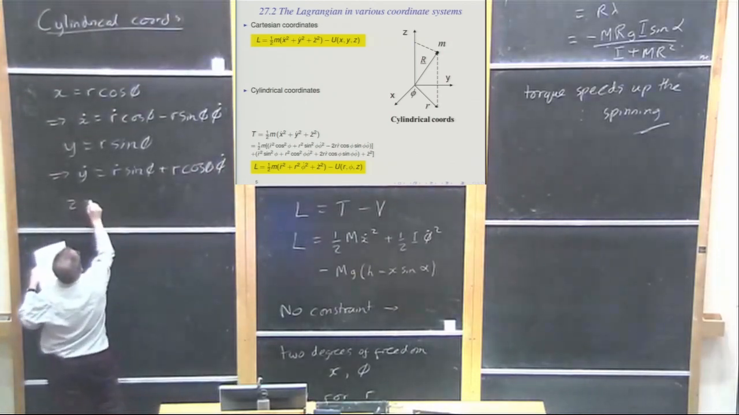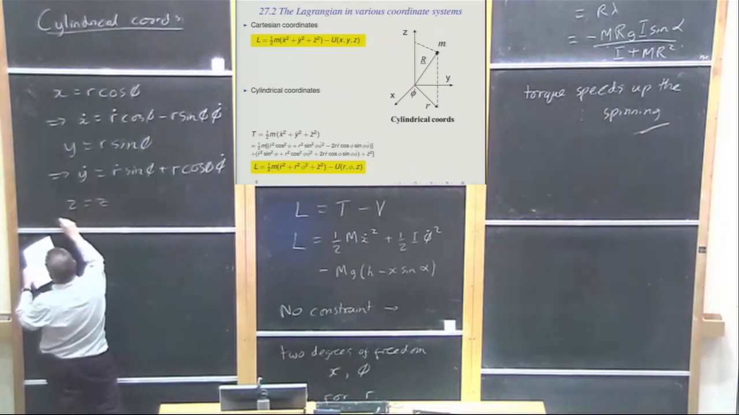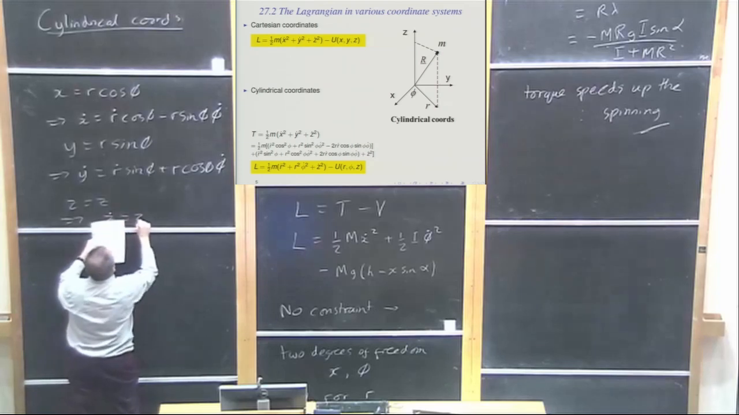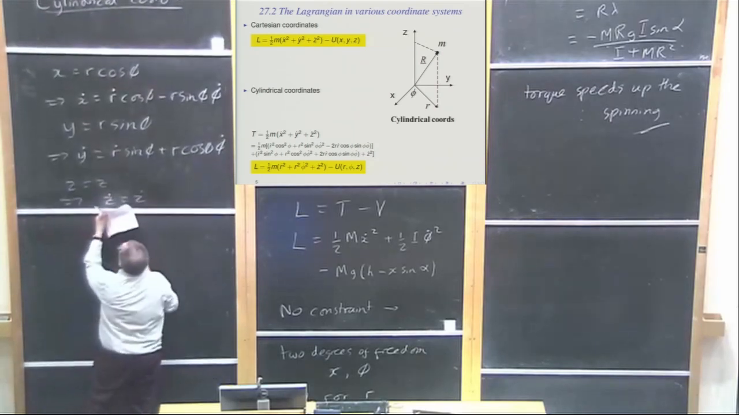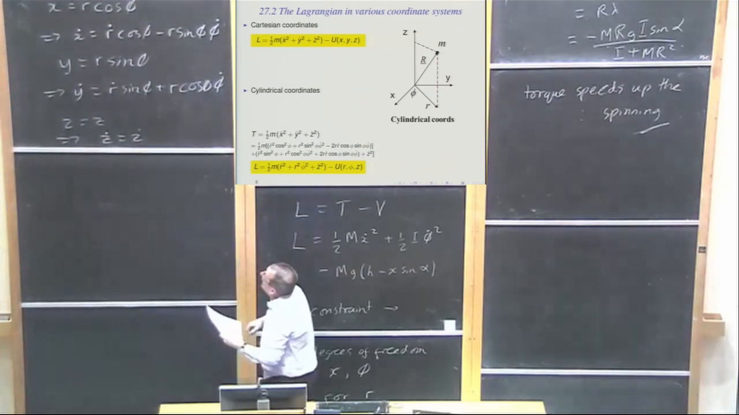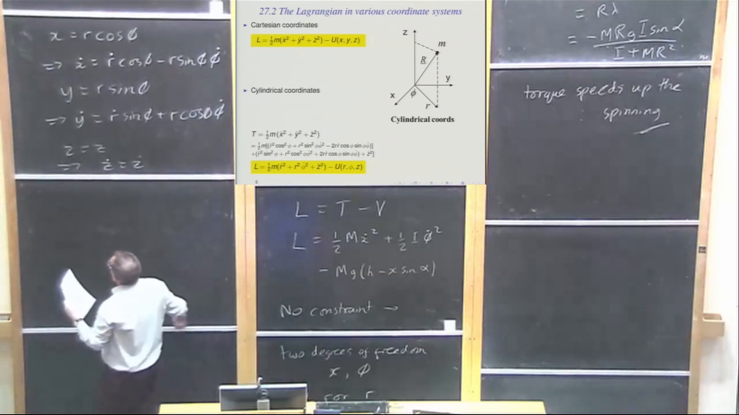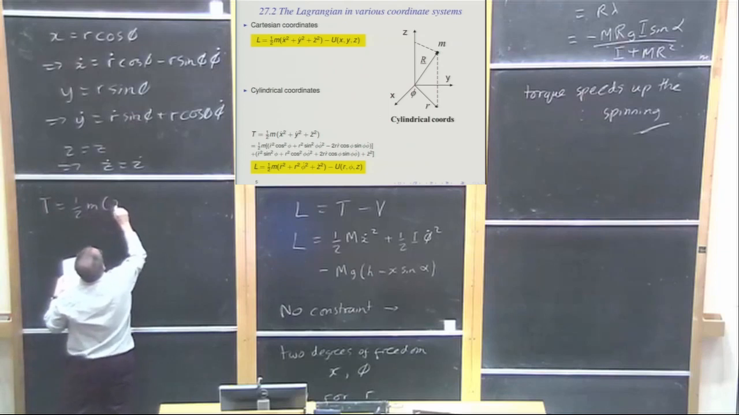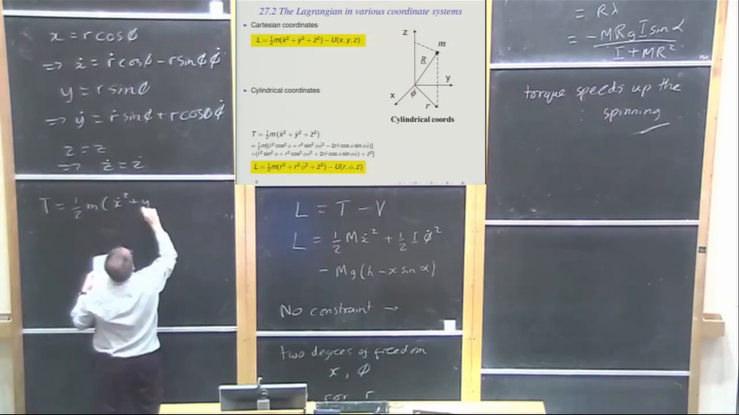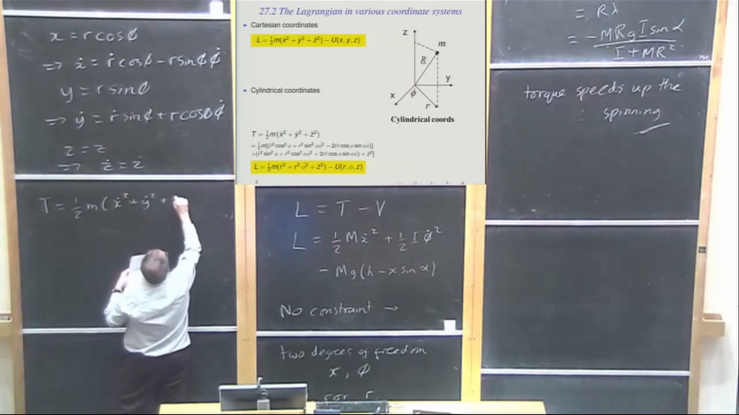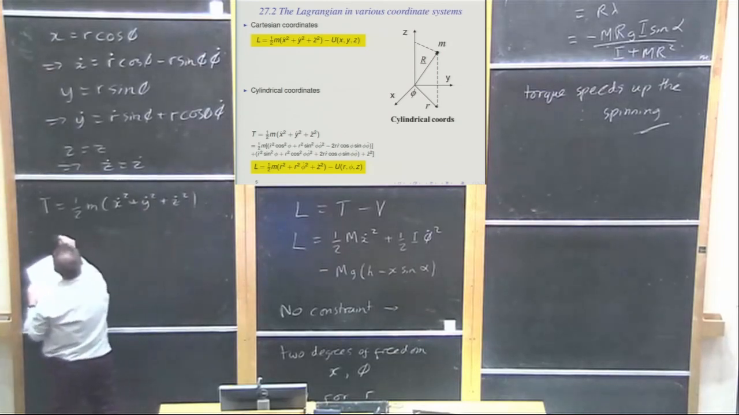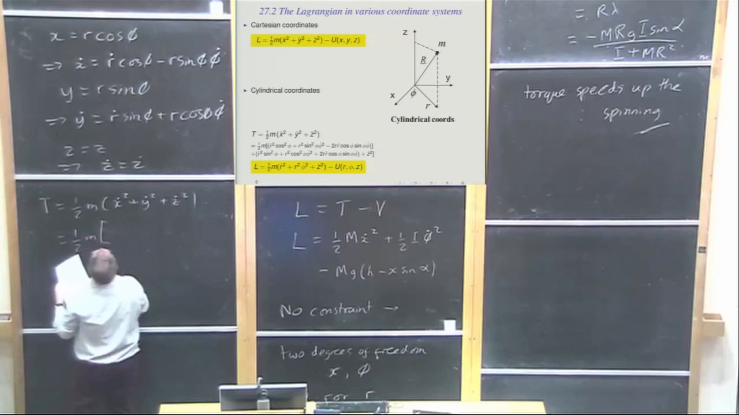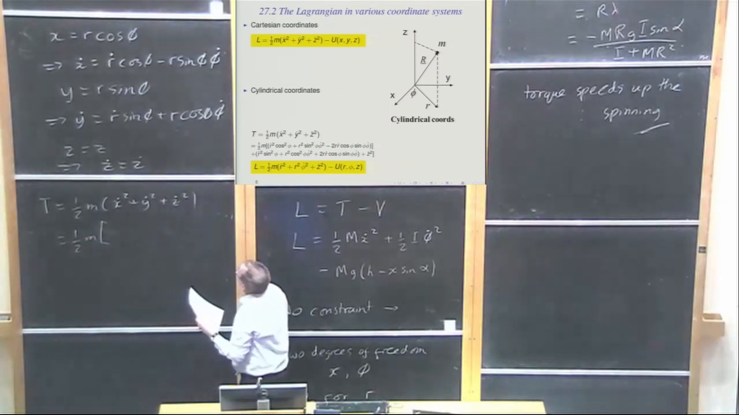And z is just z in cylindrical coordinates, and this means that z dot is equal to z dot. Profound statement. And therefore we can write the kinetic energy, which is T equals a half m (x dot squared plus y dot squared plus z dot squared). We substitute in all of the above. And I'm just going to do this once for this coordinate system.